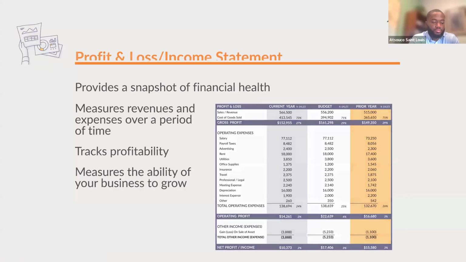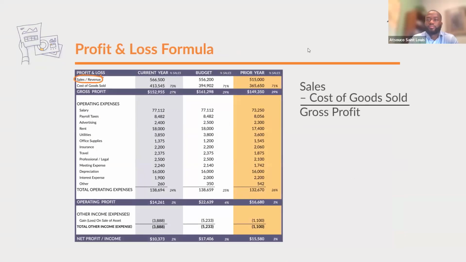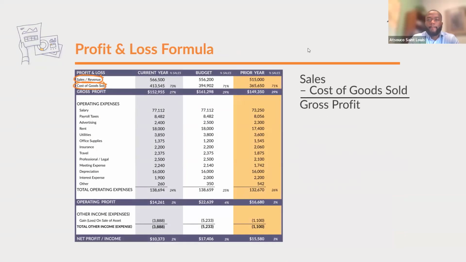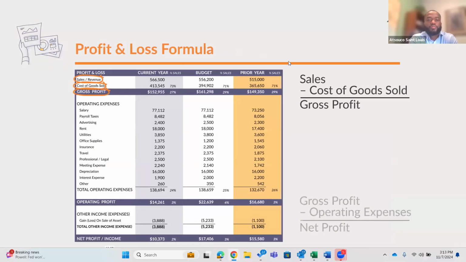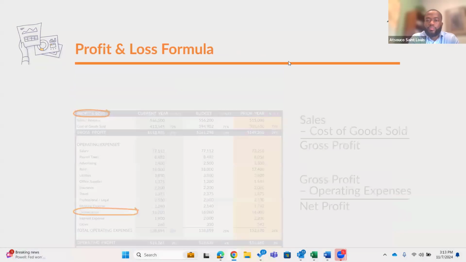managing your business and provide information on how to grow your business. The basic formula for a P&L statement is this: sales minus cost of goods sold equals gross profit. Gross profit minus operating expenses equals net profit. Let's define those 5 terms.